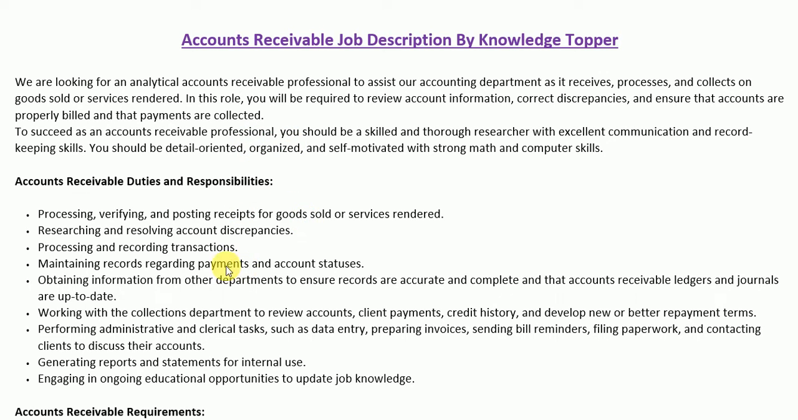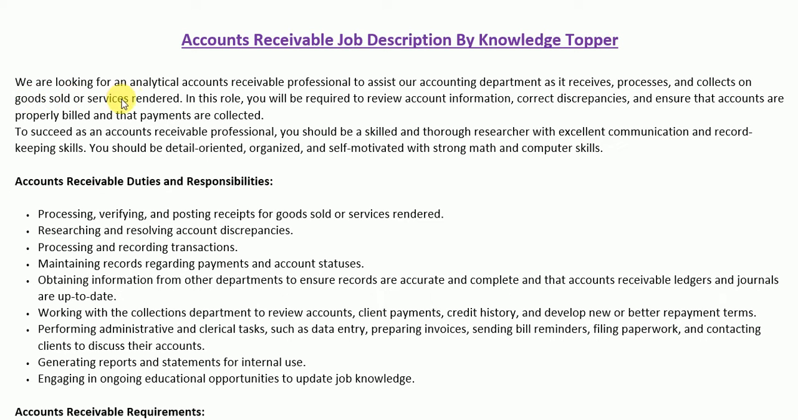Okay, so as you can see, I have created this particular job description sample for you guys. Firstly, I will read the job summary paragraph, then we will see the detailed duties and responsibilities, and at the end we will also see the requirements as well. Okay, let me read for you guys this particular job summary paragraph.